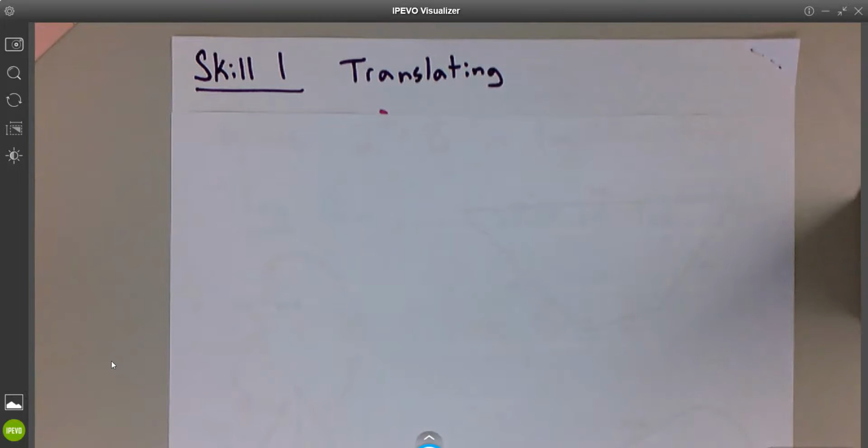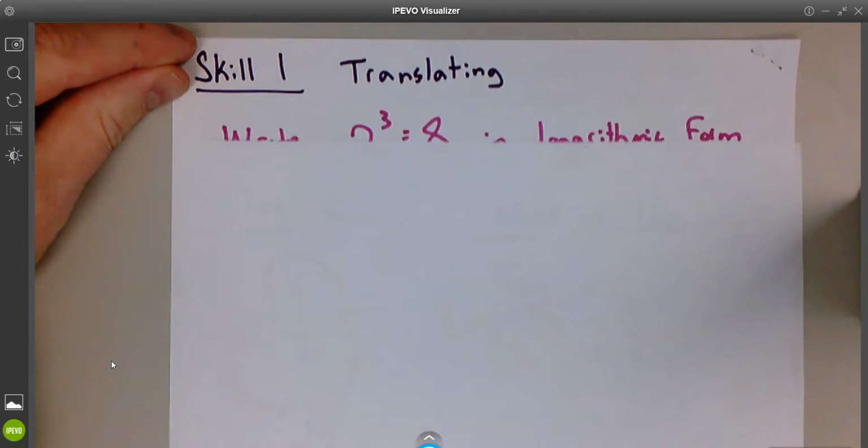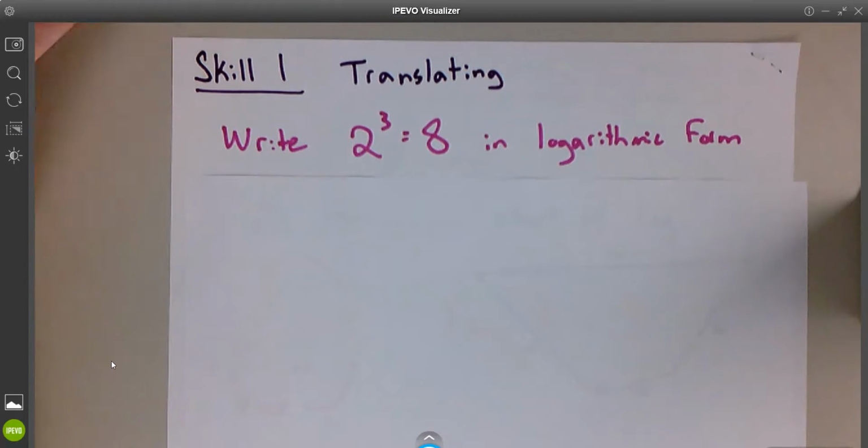Okay, so skill number one that we wanted to take care of today was translating these. We've already kind of seen that an exponential and a logarithm are saying the same thing, just in a different language. So if we have two different languages, it makes sense to be able to translate and write each one in terms of the other in a different language.